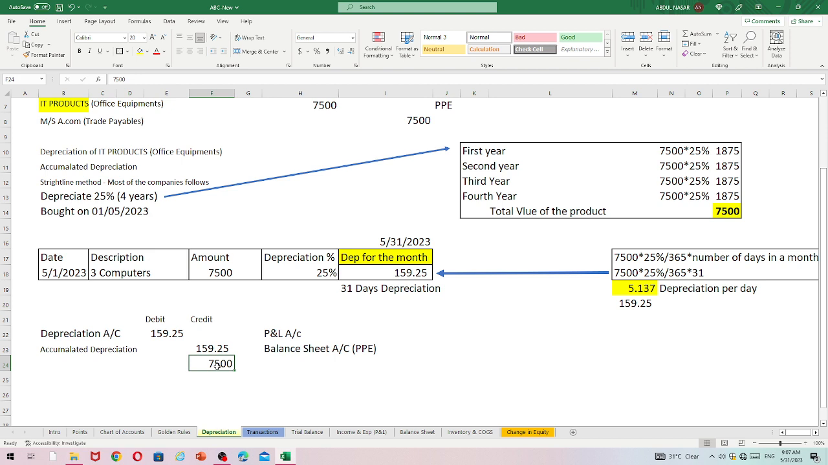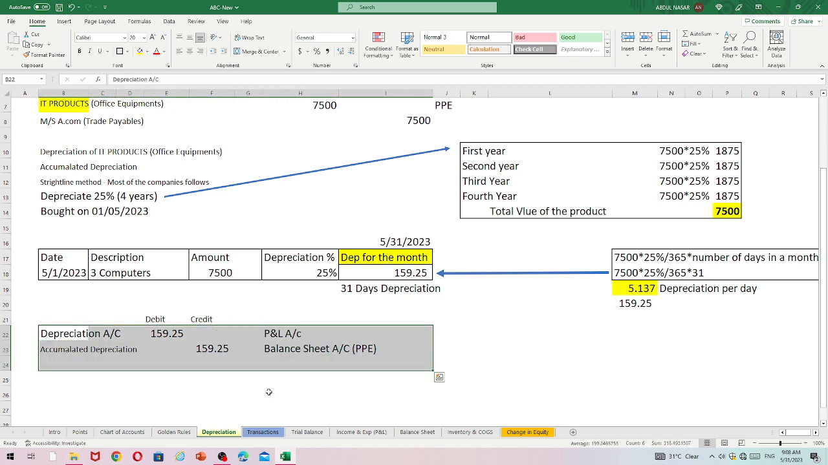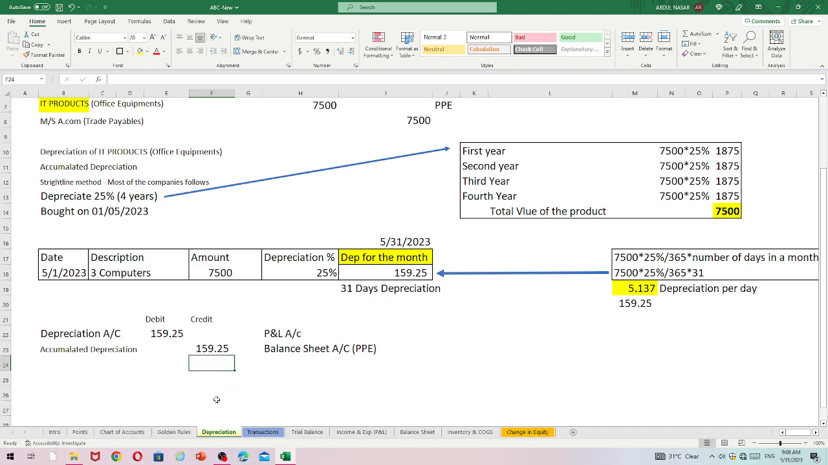To reach this 7500, we need to properly control and follow the rules of this straight line method of journal entry, which is very simple, and this is the only entry we require to pass on a monthly basis.